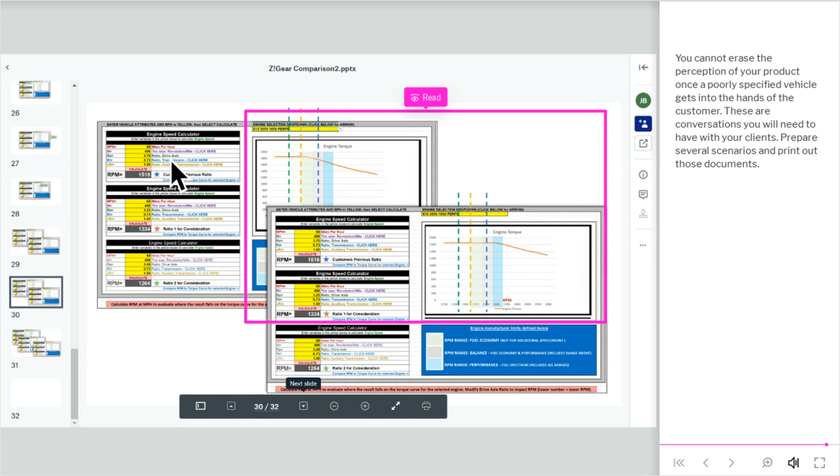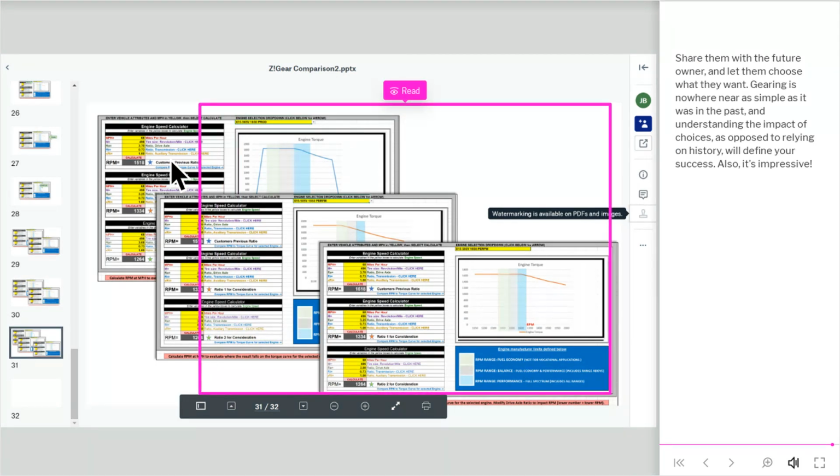You cannot erase the perception of your product once a poorly specified vehicle gets into the hands of the customer. These are conversations you will need to have with your clients. Prepare several scenarios and print out those documents. Share them with the future owner, and let them choose what they want. Gearing is nowhere near as simple as it was in the past, and understanding the impact of choices, as opposed to relying on history, will define your success. Also, it's impressive.